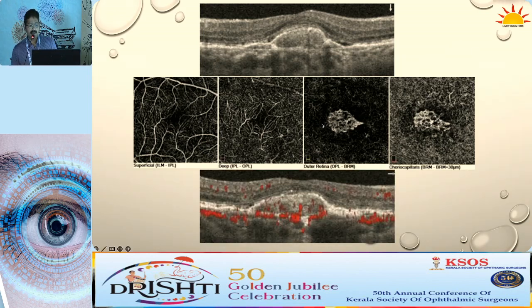In this case, we were a little doubtful whether it's a type 3 CNVM or a normal type 1 CNVM. So you look at the cross-section flow analysis, and you'll see most of the blood flow is within the RPE, below the RPE, and there's hardly any blood flow above the RPE. So this is basically a case of typical macular neovascularization and not a type 3 RAP.